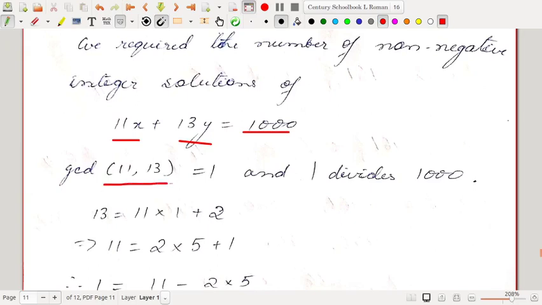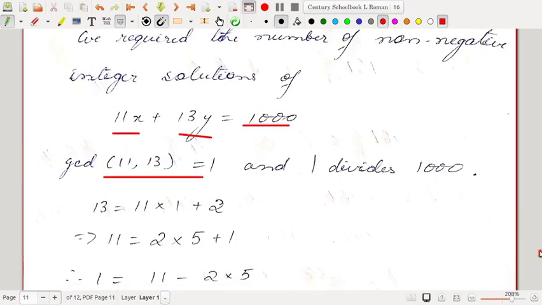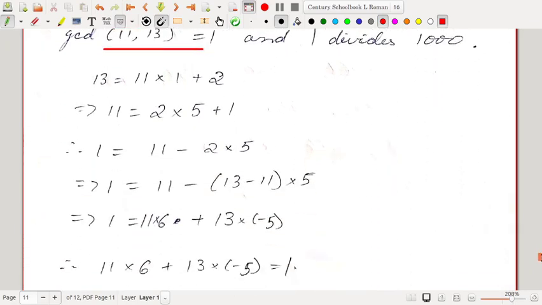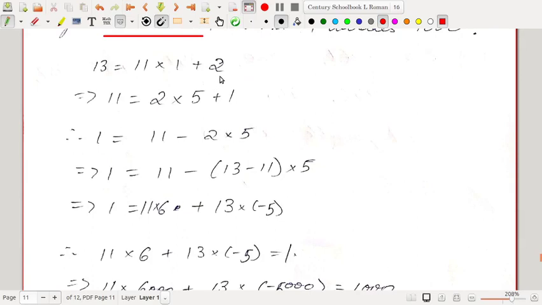So here you see GCD of 11 and 13 is 1. Our problem actually reduces to finding positive, or non-negative, integer solutions for this. So this is a Diophantine equation. GCD of 11 and 13 is 1, and 1 divides 1000. So we use the Euclidean algorithm to find the expression. 13 can be written as 11 into 1 plus 2, and 11 can be written as 2 into 5 plus 1. So from here we start back substitution.